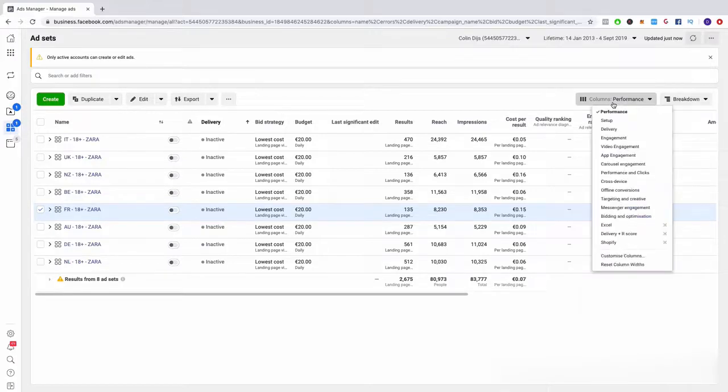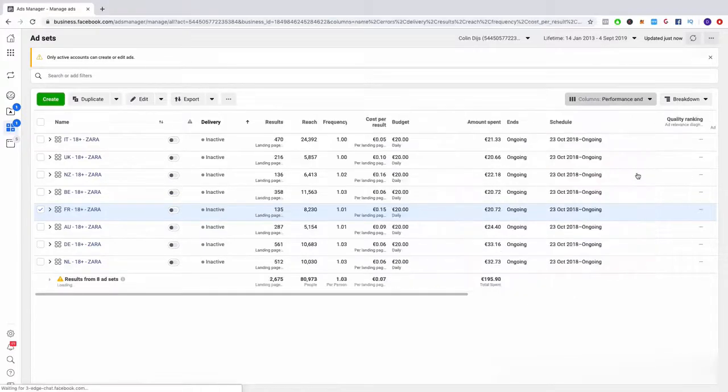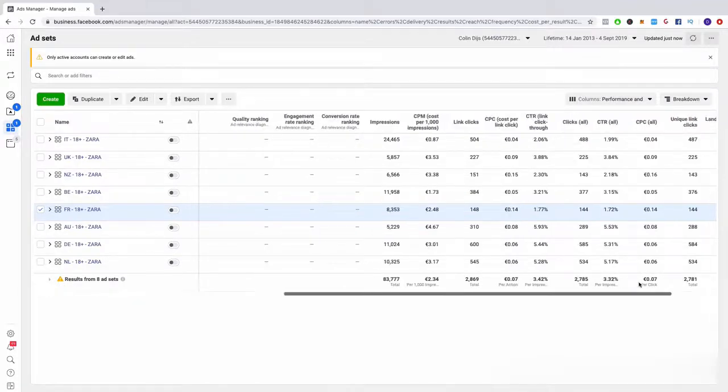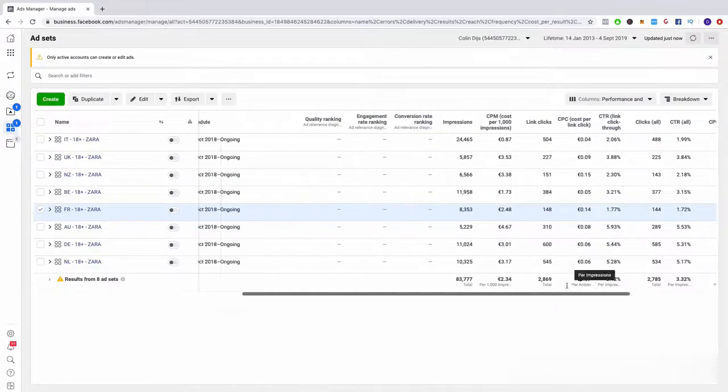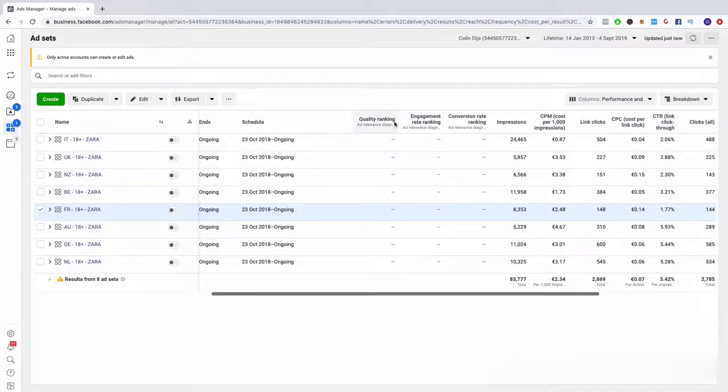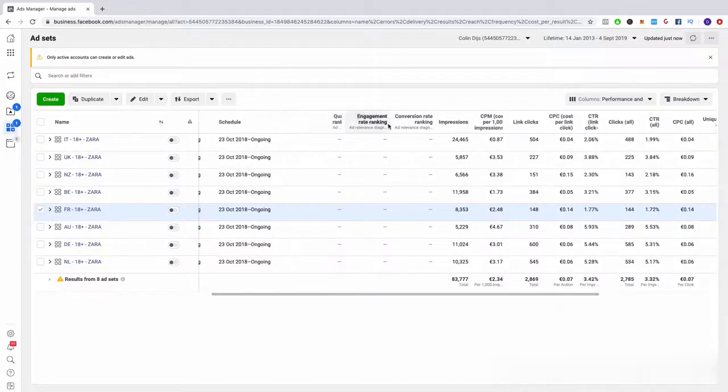We go to the columns, and from performance, we go to performance and clicks. Only performance is not enough. All right, then we get a lot more data if we scroll to the right. And this is the data we are going to have a look at. So the engagement, the quality ranking, it all doesn't matter that much.